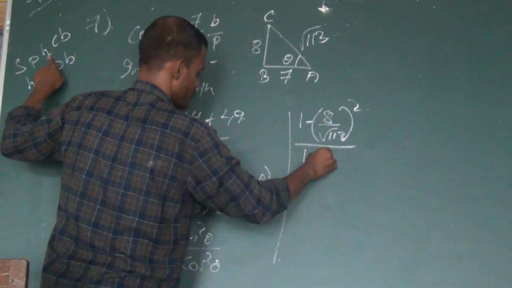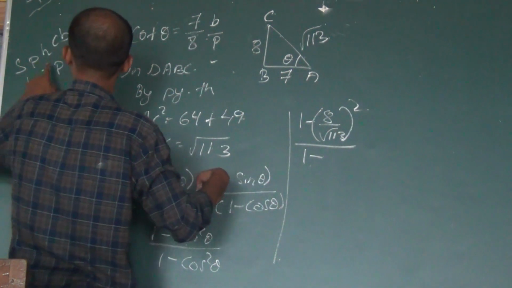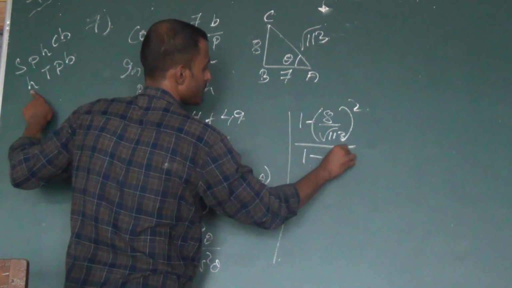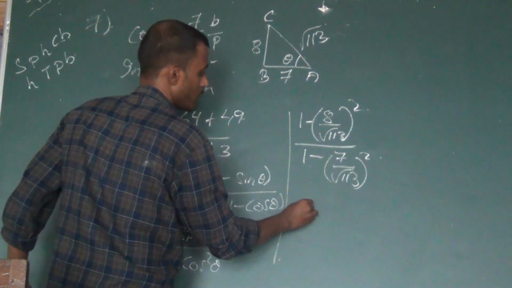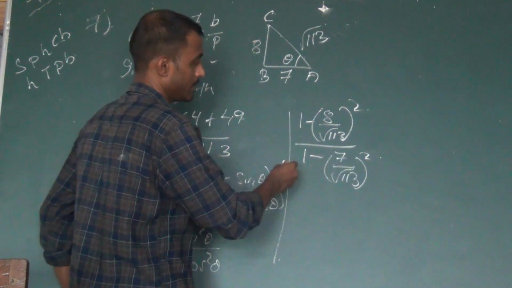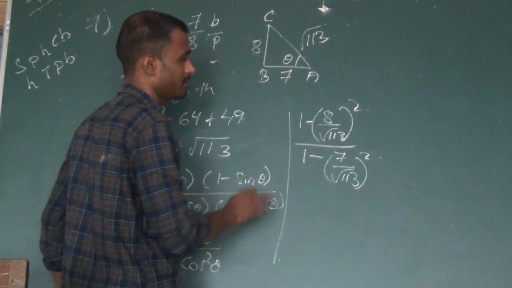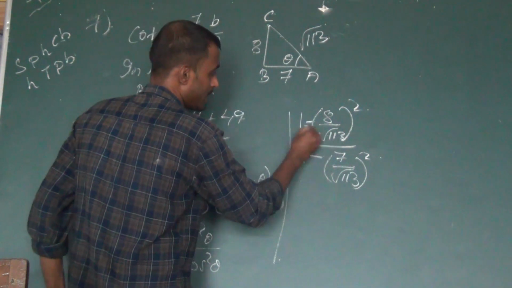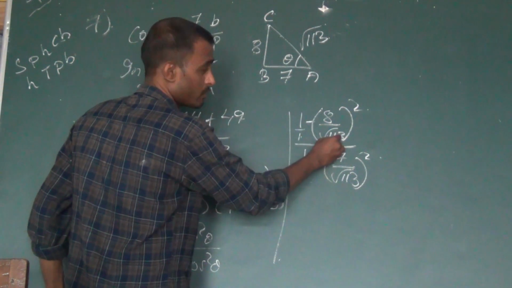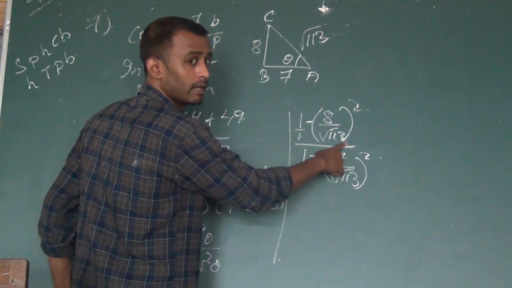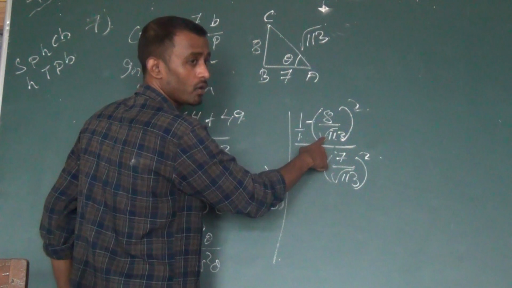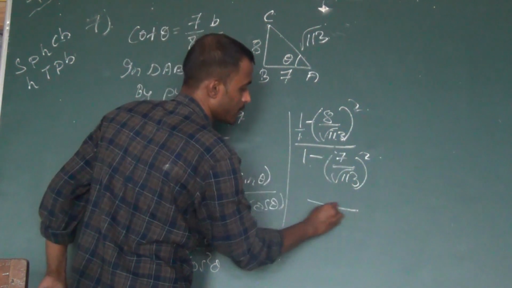Divided by 1 minus cos square. Cos is base by hypotenuse, 7 by root 113, squared. Okay, so I'll do this shortcut. You are at class 10 level, you should be able to use shortcuts because it's not that difficult. If I take the LCM here, the square is square, the square is gone. What is left here? 113. Square is gone, and 113 and 1, if you take the LCM, you get 113.